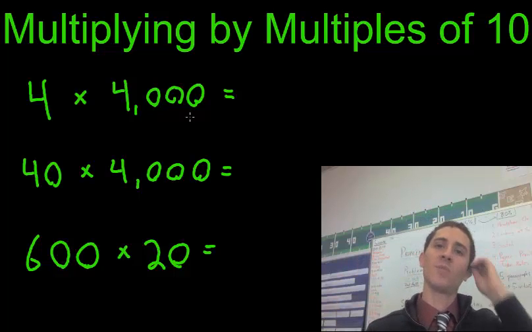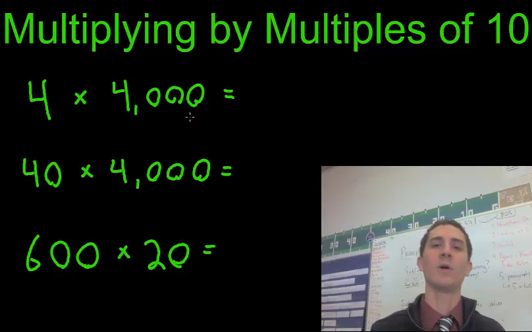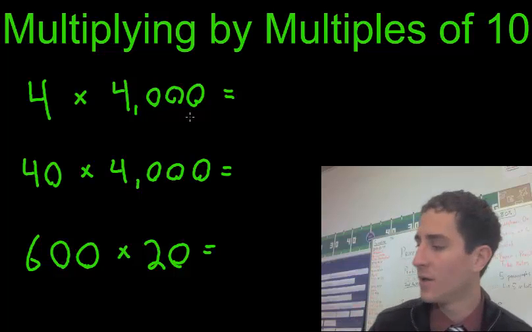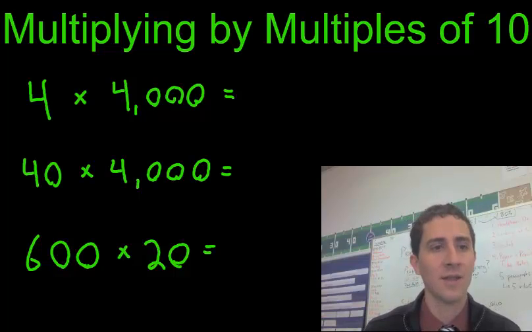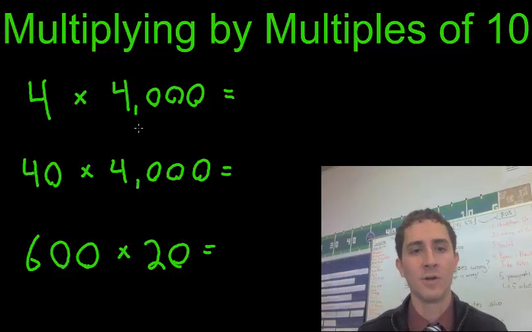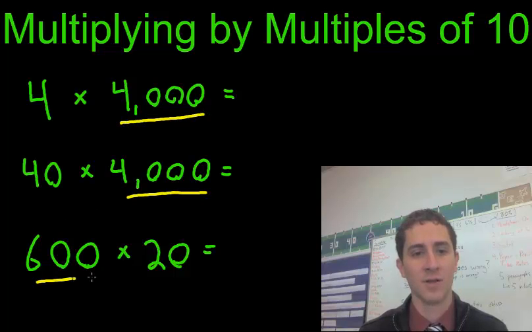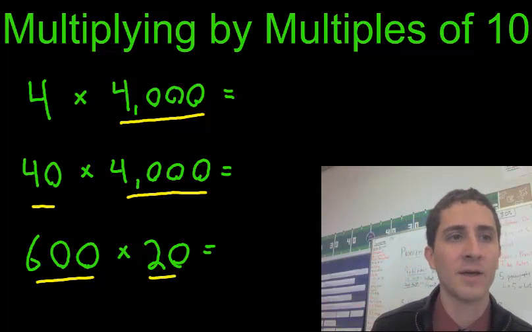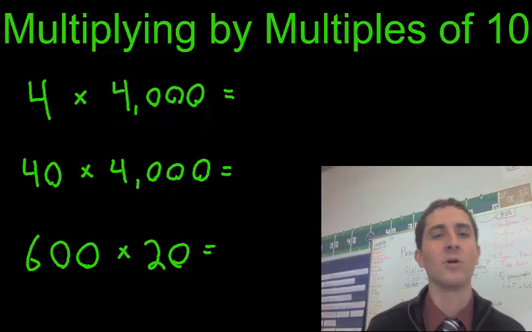Today we are talking about multiplying by multiples of 10. Yesterday we just multiplied by 10, 100, 1,000, 10,000, 100,000, 1,000,000. Today we're going to take the next step and look at what happens when we multiply by numbers ending in 0 that don't start with a 1. For example, you can see 4,000, 600, 40, 20. So let's go through the steps that we need to know to do this.